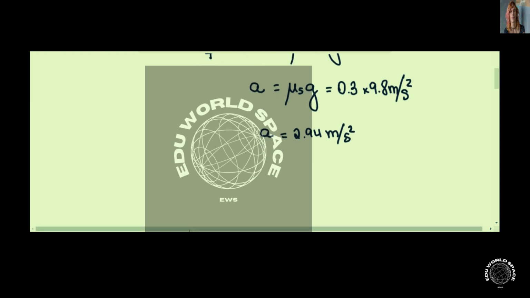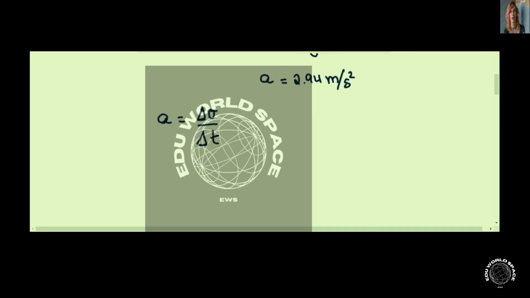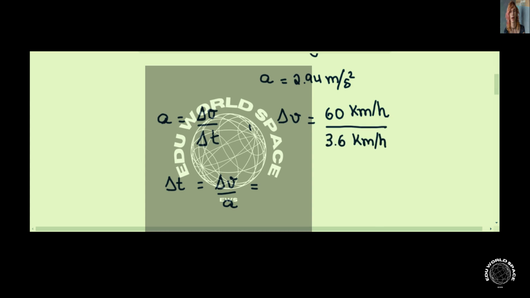Now let's find the time corresponding to this acceleration. So we know that a is equal to delta v divided by delta t. So delta t is equal to delta v divided by the acceleration. Now delta v is 60 kilometers per hour, and we have to divide it by 3.6 kilometers per hour per meter per second in order to obtain a value of the change in speed in meters per second. So it's 16.67 meters per second.